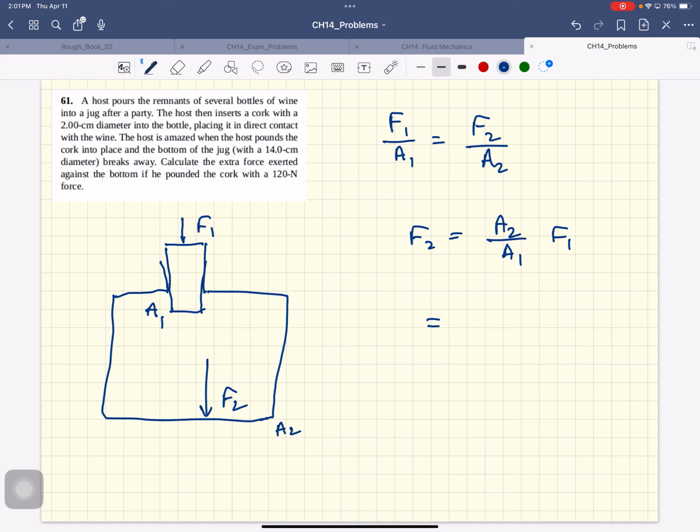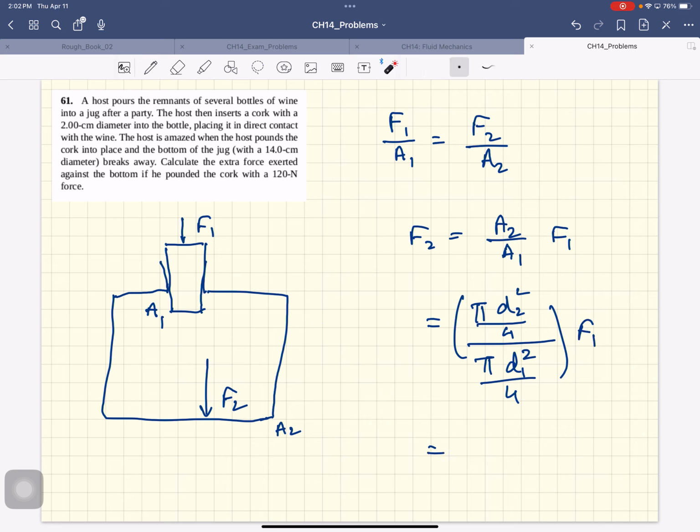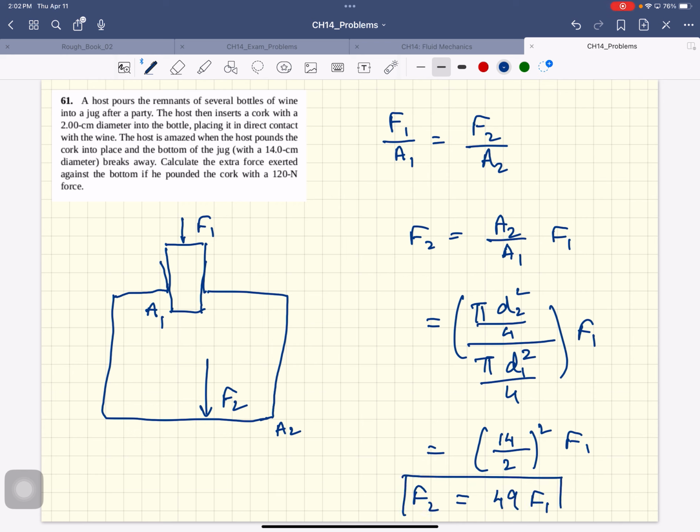And again, area is... So the diameter of the bottom is 14 centimeters, the diameter of the top is 2 centimeters. So the force on the bottom is 50 times the force on the top.